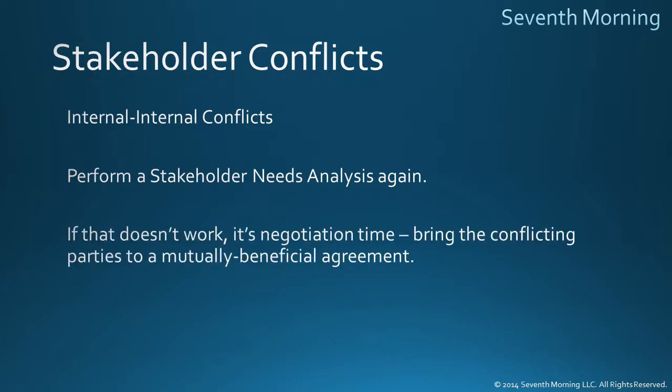But if this doesn't work, you have to bring the conflicting parties to the table, meet with them, explain the conflict between their needs, and explore solutions together. Again, everyone wants the organization and the project to be successful, so there's an underlying motivation to come to a collective solution together. We're going to talk about that very topic later in the course.